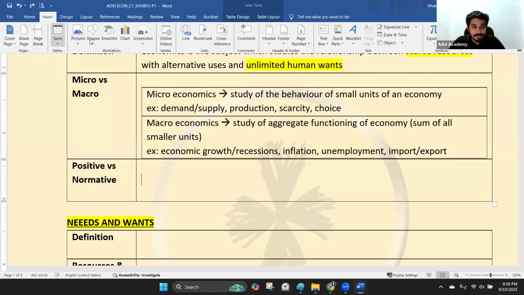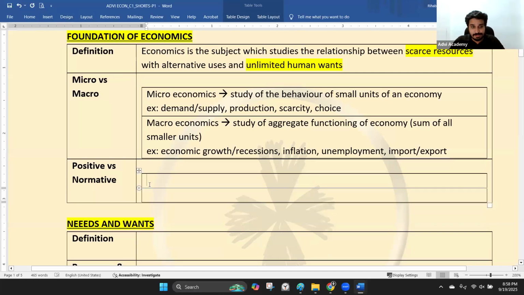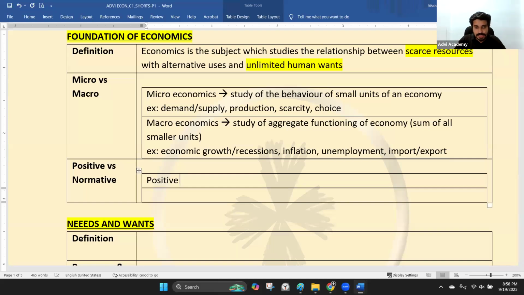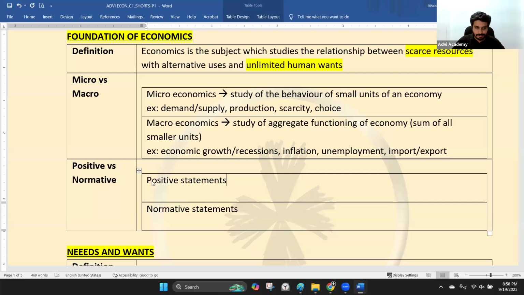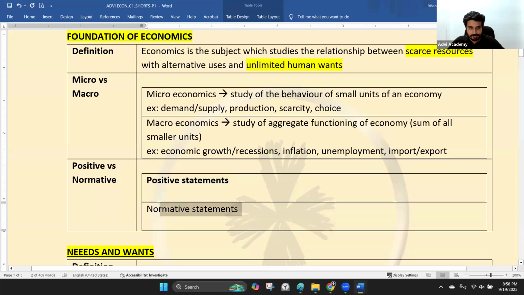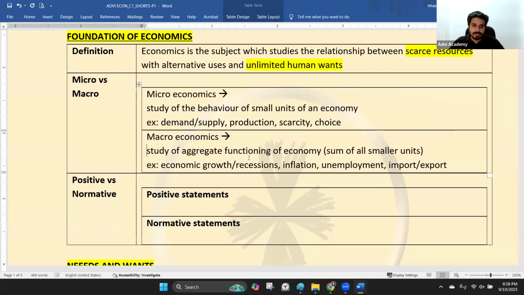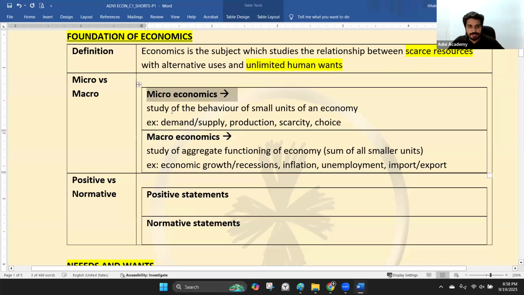We have a lot of data that we have to calculate. What is the inflation? What are the growth rates, positive statements and normative statements. Method of microeconomics and macro. So this is your first short note that you need to remember from the first part.